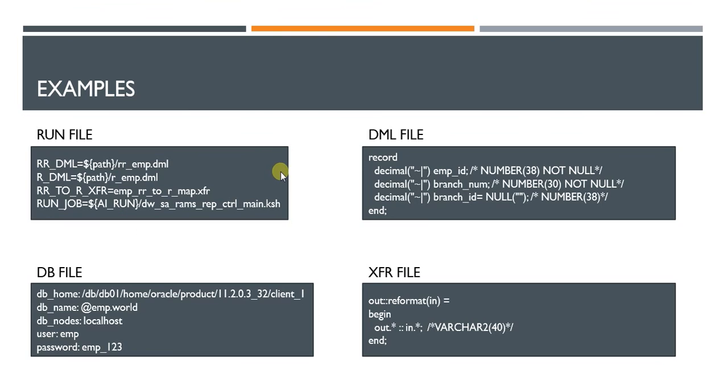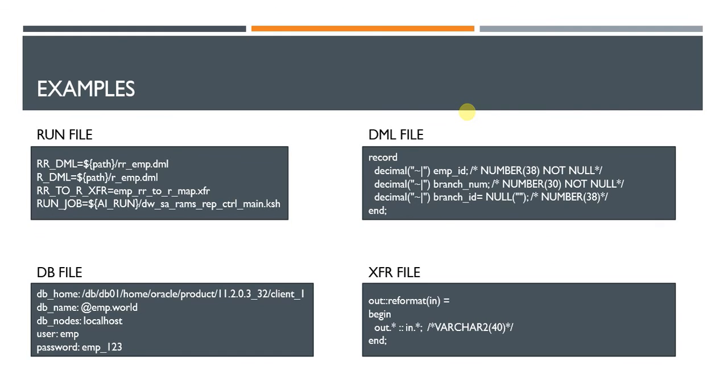And then a sample DML file, you can see it here, where I'm declaring the structure of the source or the target, and my columns are employee ID, branch number, and branch ID. And here my source is a flat file, so I'm declaring the delimiter here. And also you can declare whether that particular column is nullable or not null. And then when you see this DB file, I've actually declared where my client is installed, what is the DB name, what is the DB node, my username and the password.